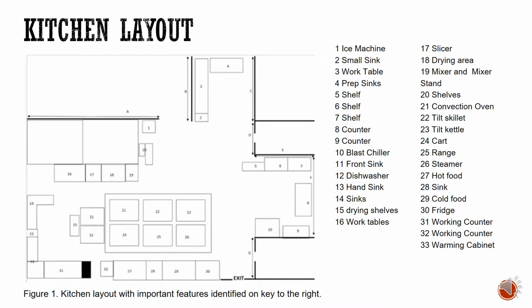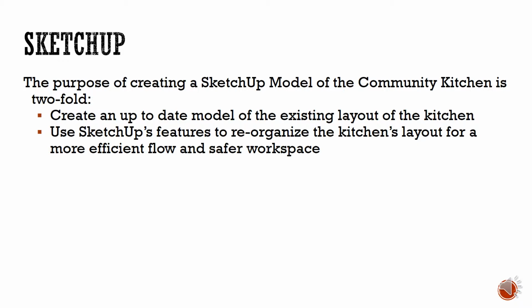What we did first was create a kitchen layout. Members of our team visited the community kitchen on multiple occasions to not only create an updated layout of the placement of each of these workstations, but also get width, length, and height measurements on each of these places. We also numbered each of these locations from 1 to 33 as to what each square represents. We then moved on to SketchUp.